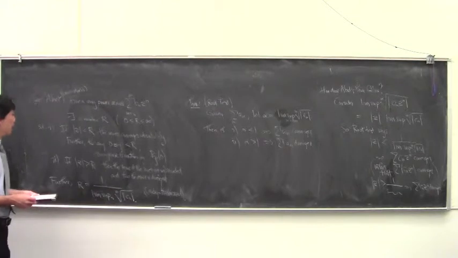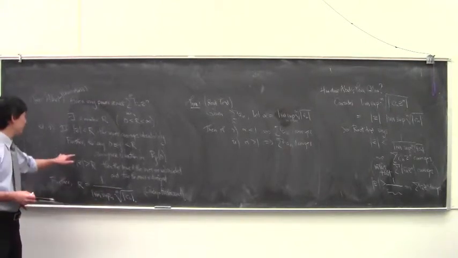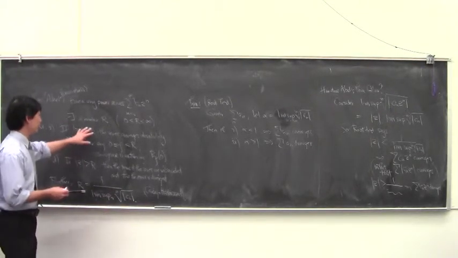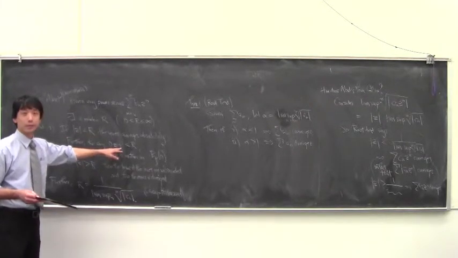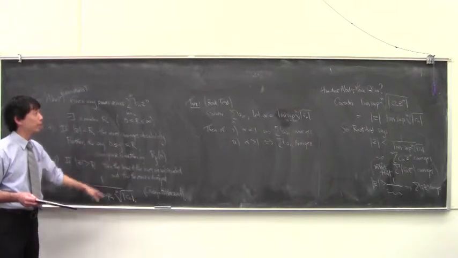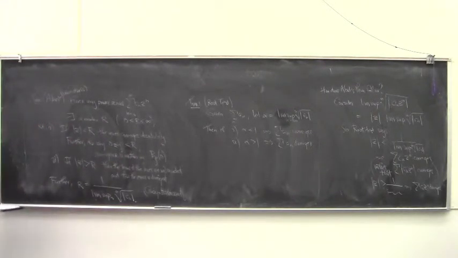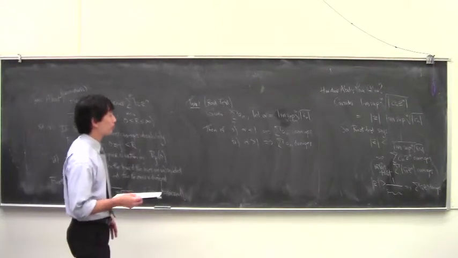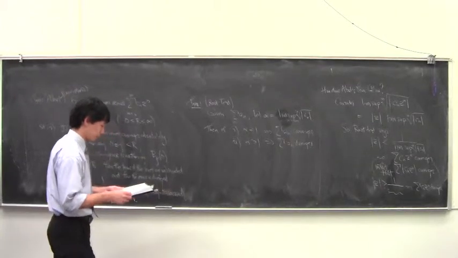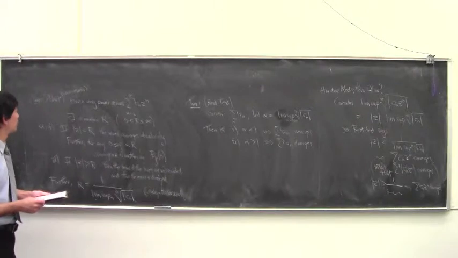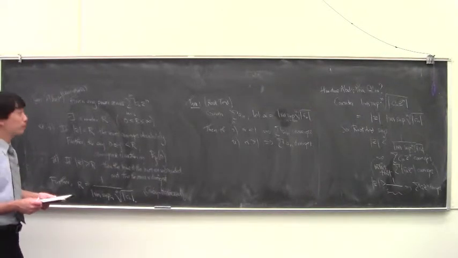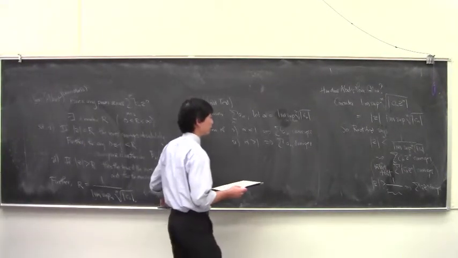Now, what do we have left to show? We have to show that the convergence is uniform on any smaller radius. So why is that true? Why is that true? So we still need to show.